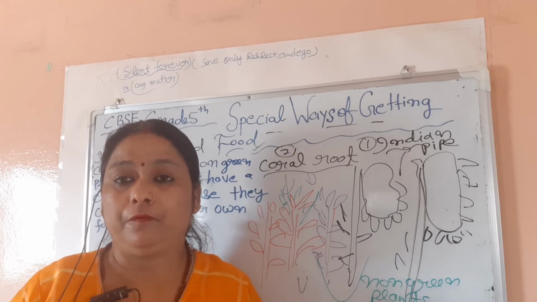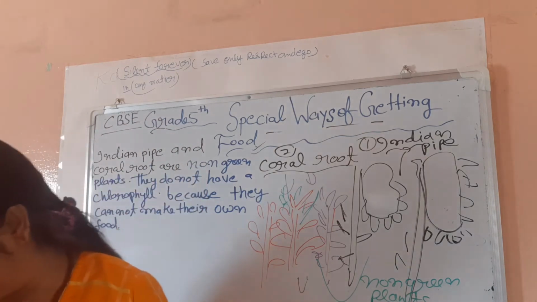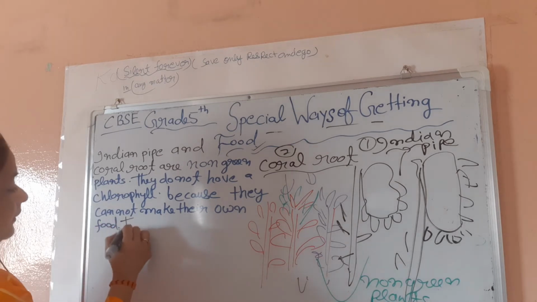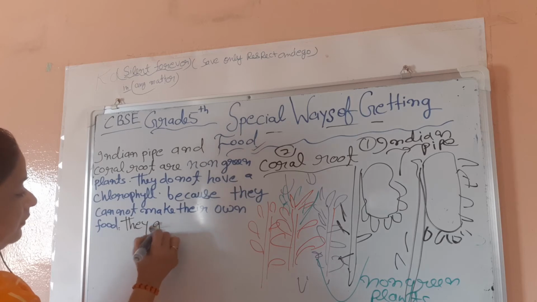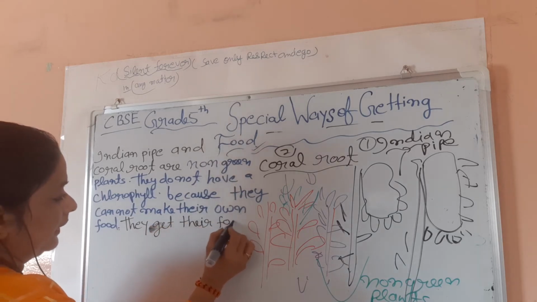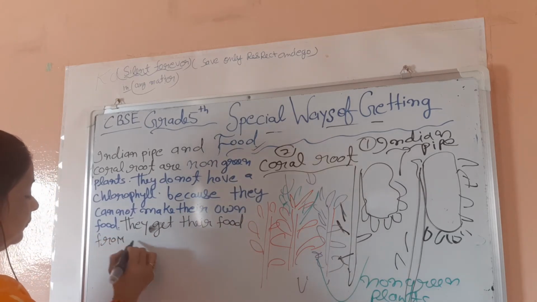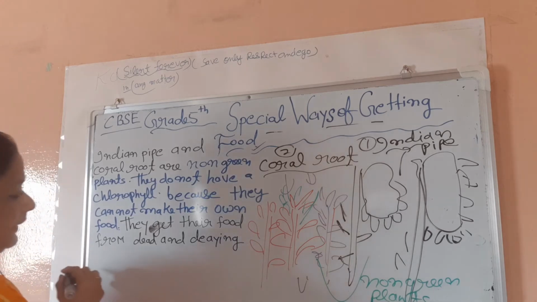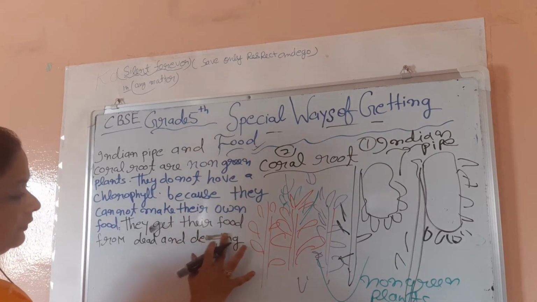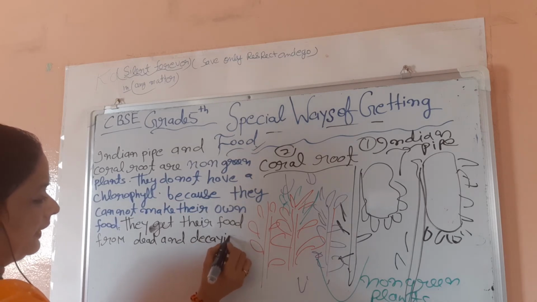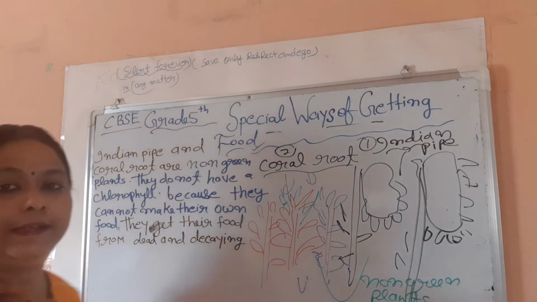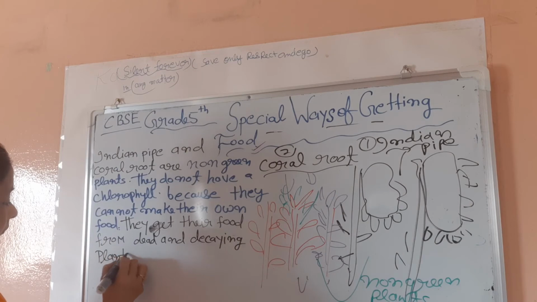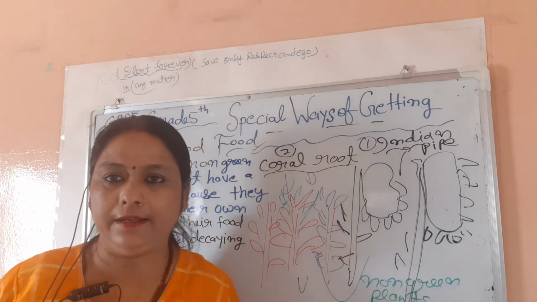They get their food from dead and decaying plants and animals.